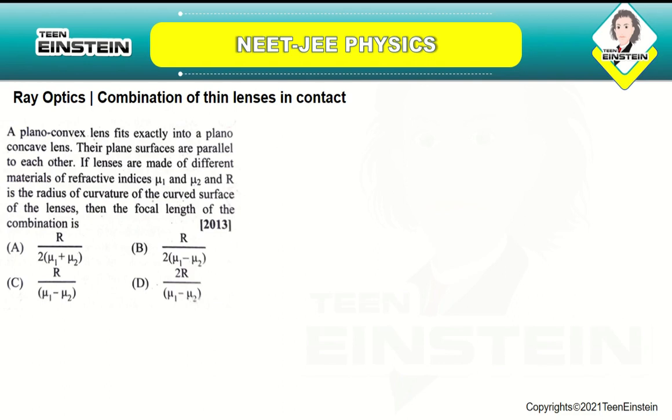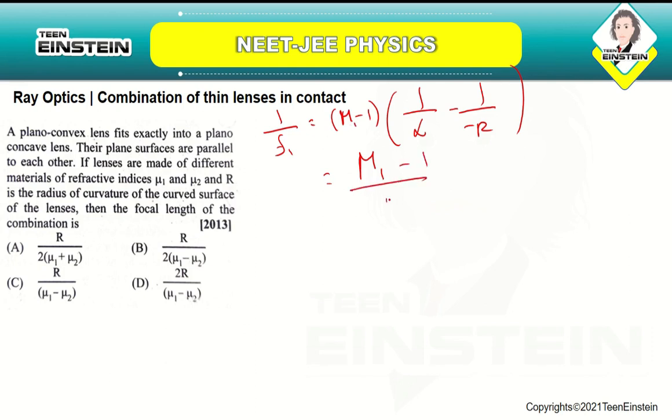So, here the focal length of the first lens is given by 1 by f1 is equal to mu minus 1 into 1 by infinity minus 1 by minus r. Okay. So, since the lenses are made of different materials, one radius of curvature will be infinity. So, if you solve this, you will be getting it as mu 1 minus 1 by r.